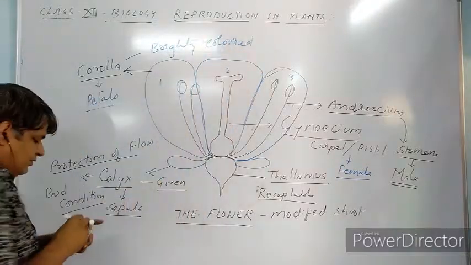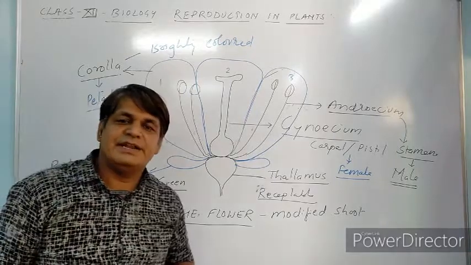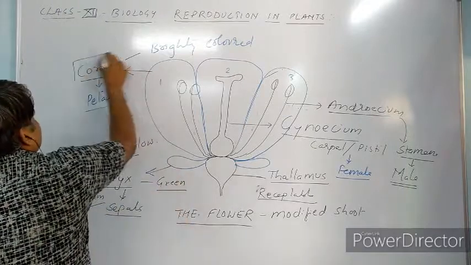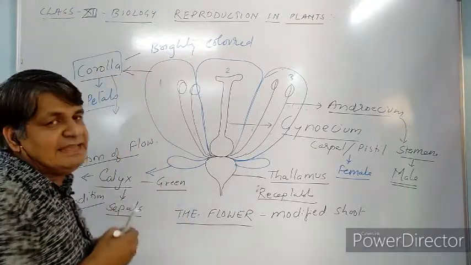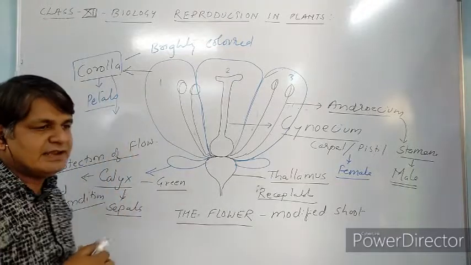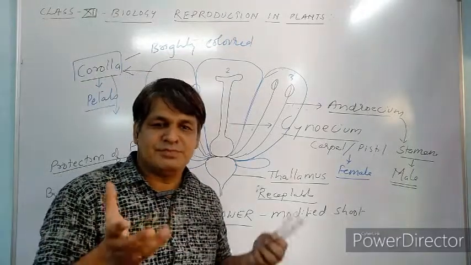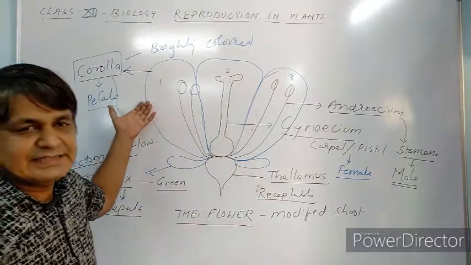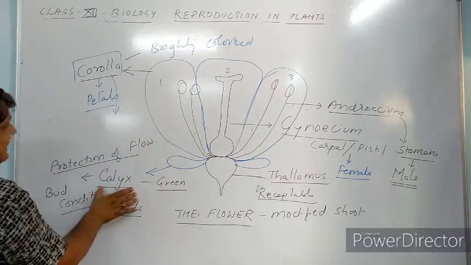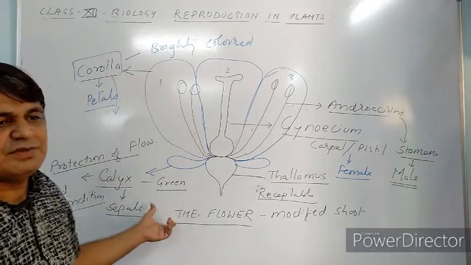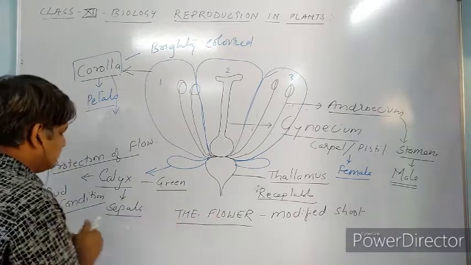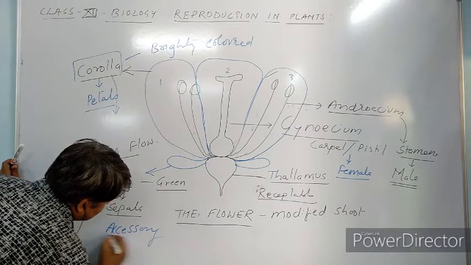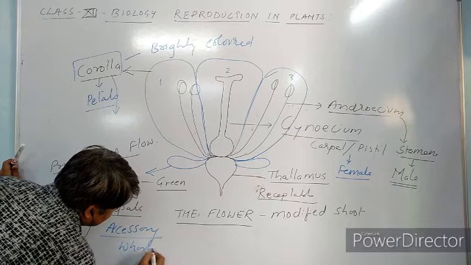The main function of corolla is to attract the pollinating agent, that is, insects. So corolla is meant for attracting insects. So it is brightly colored, and that's why flowers look bright. So what is the function of the corolla? To attract the pollinating agent. Both calyx and corolla perform the function as accessory, so they are termed accessory whorls.